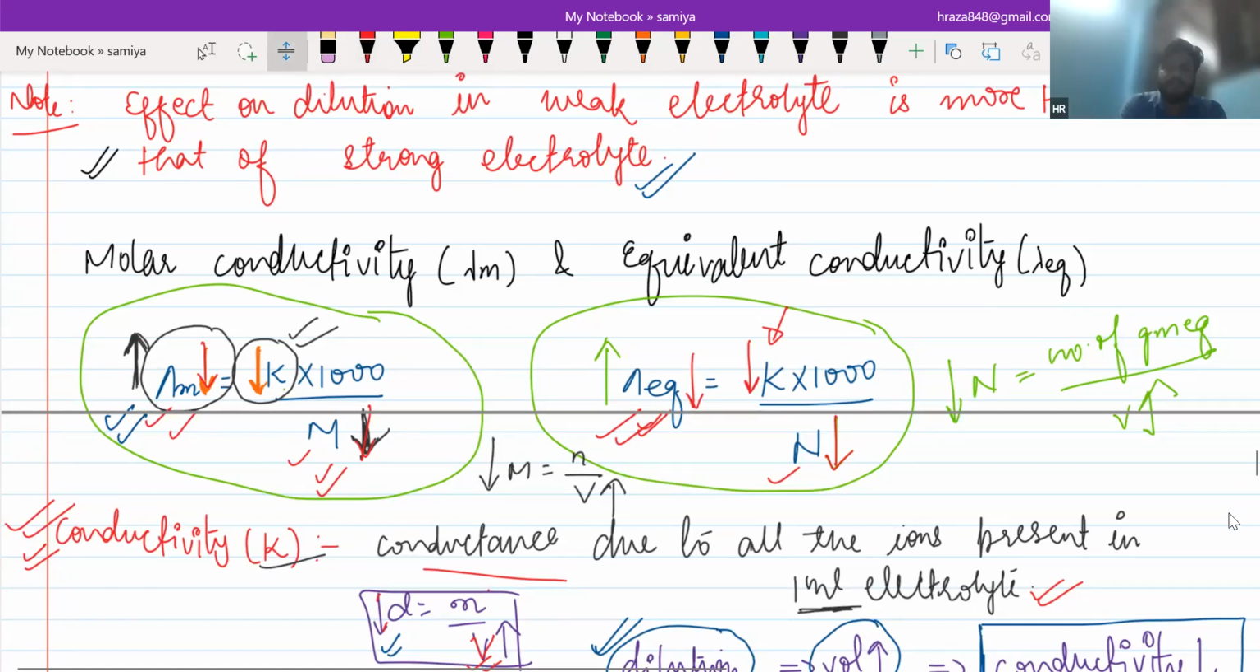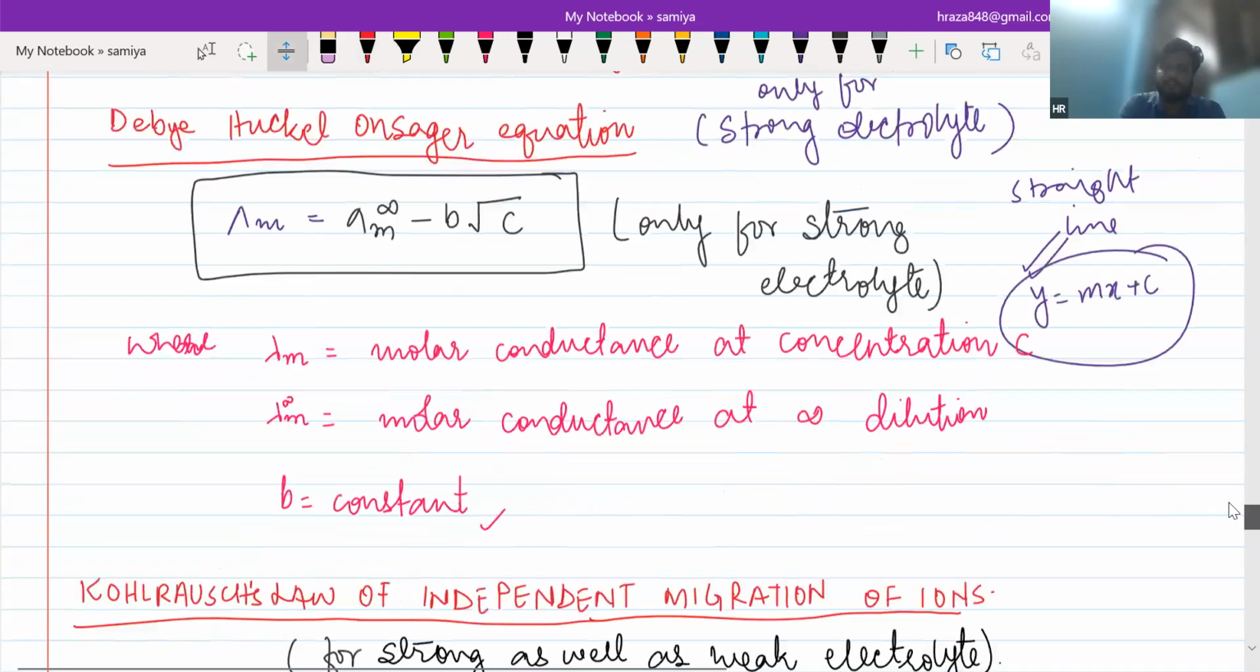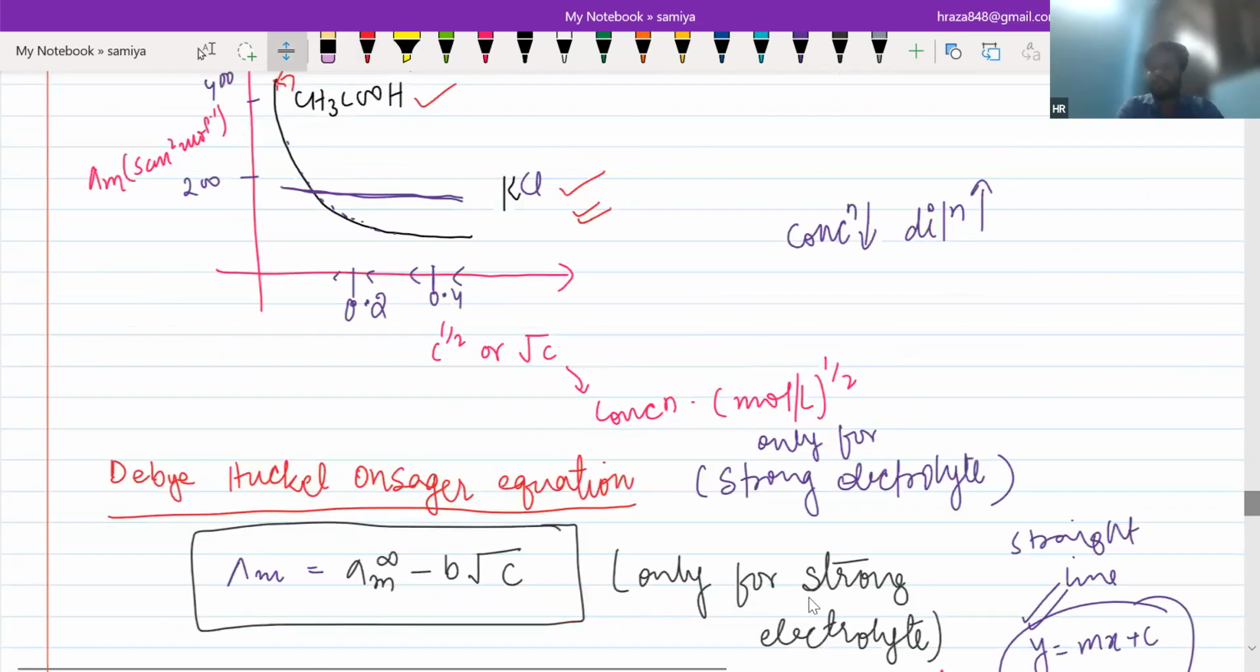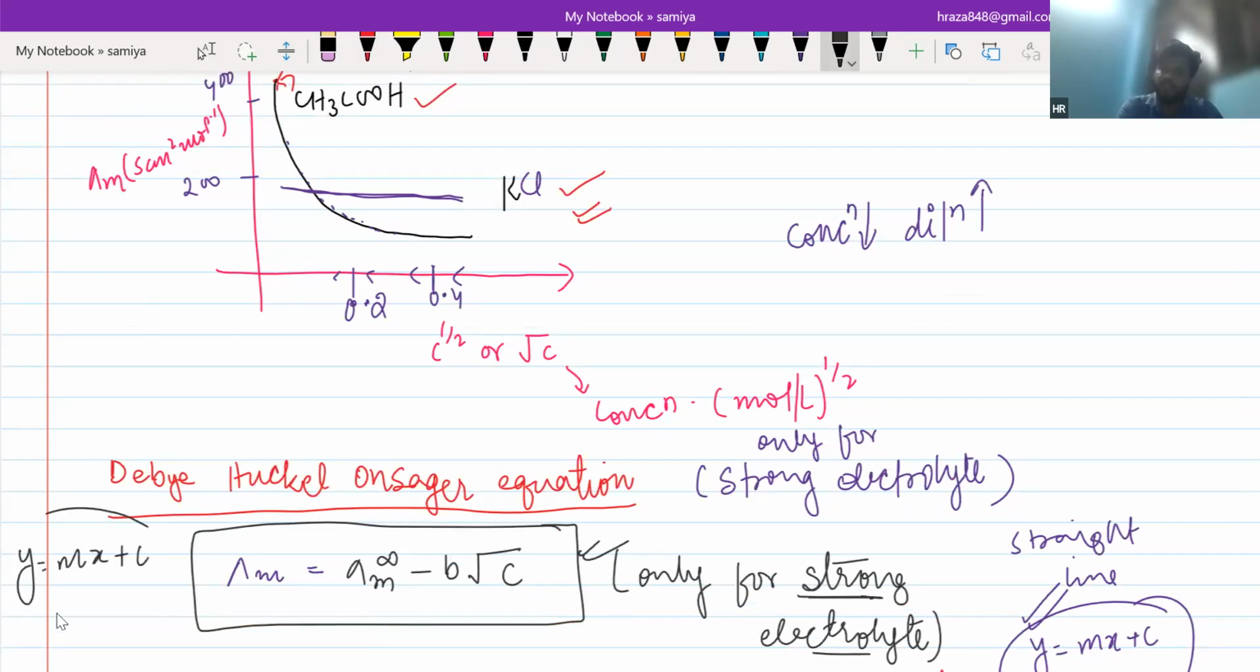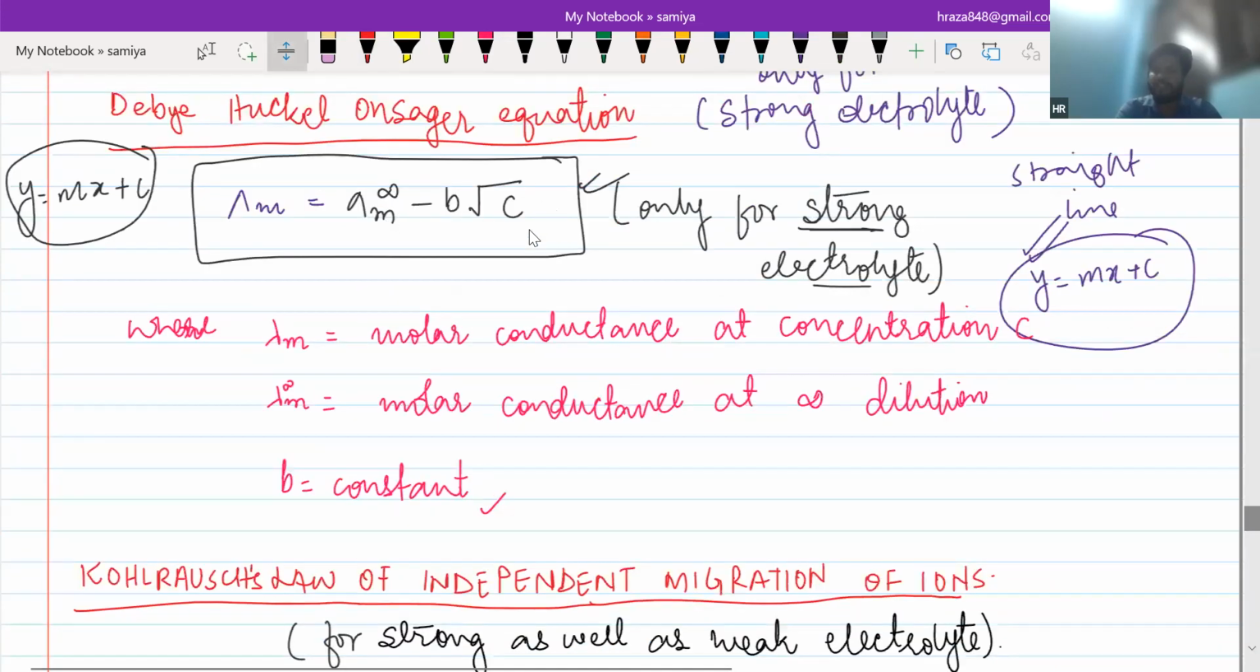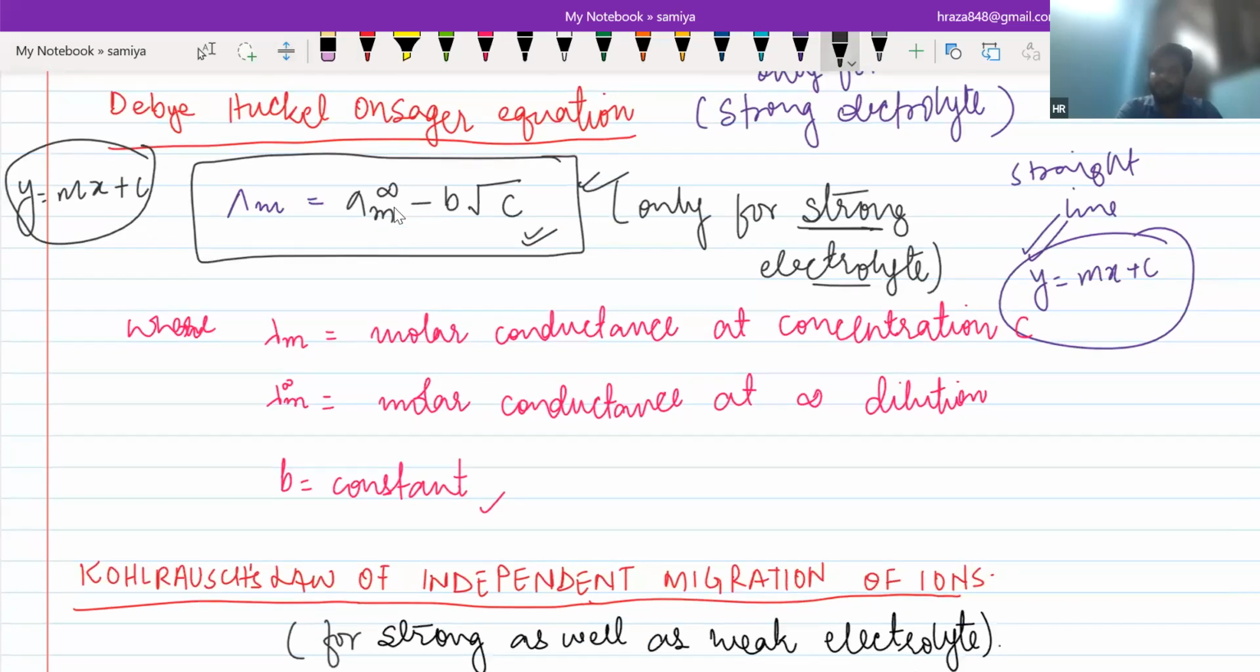Now after this, there was the Debye-Huckel rule from this graph. This rule is only for a strong electrolyte, and this graph is based on y = mx + c, that is, a straight line. So lambda m, the molar conductivity at concentration C, is equal to lambda m infinity minus b under root c. C is the concentration, lambda m infinity is the molar conductivity at infinite dilution, and b is a constant. This is called the Debye-Huckel equation, and it is only for a strong electrolyte. Always remember that. Is that clear?